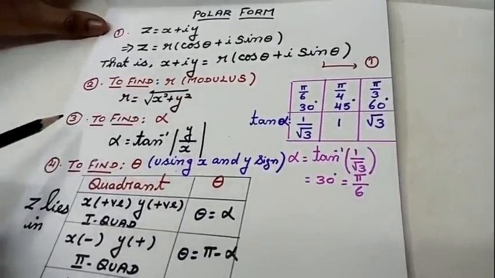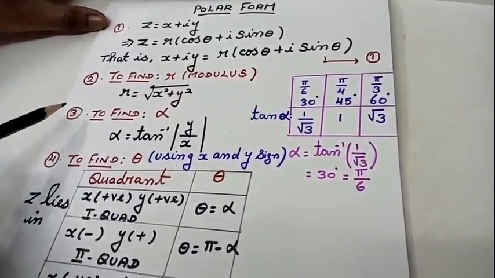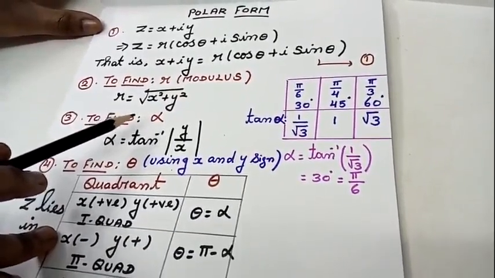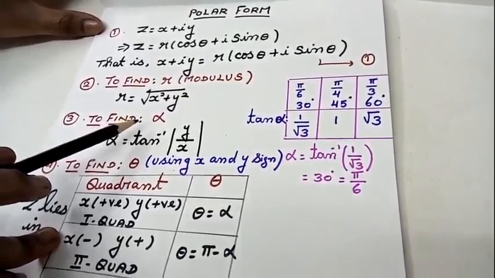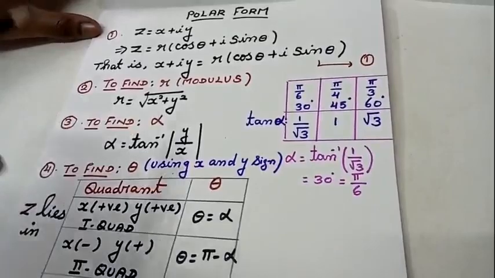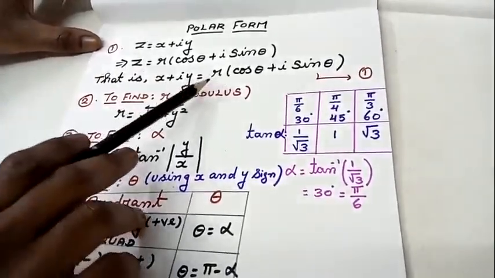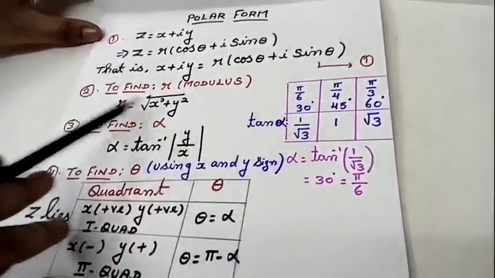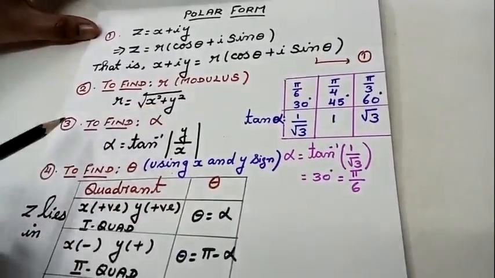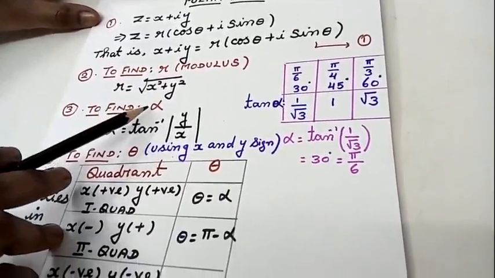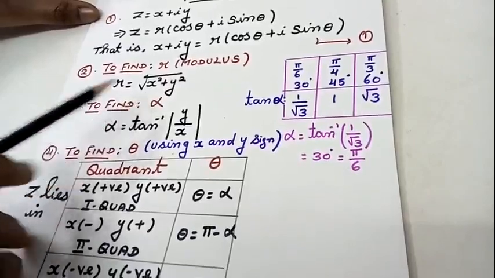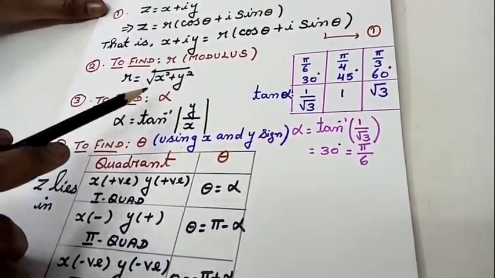Third step. Before finding theta, I am going to find alpha. I am not telling you more; just for your understanding, I am only using the notation, students. What is the first step? First, I am writing the question as r cos theta plus i sin theta. Second, I am finding r using the formula root of x square plus y square. Third, I am finding alpha. This alpha is not given in your question, so keep this in your mind. Before finding theta, I am going to find alpha.